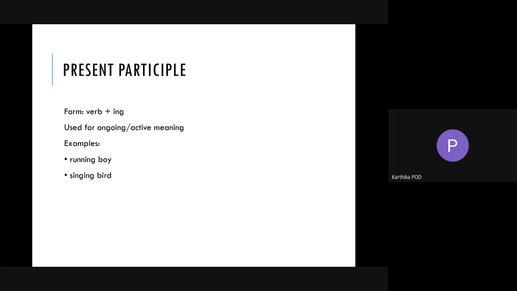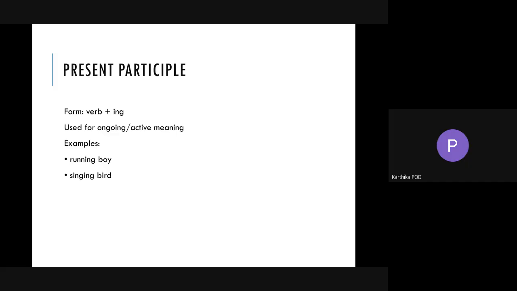So you have the present participle. Present participle is where you have the verb plus ing form used for an ongoing or active meaning. For example, let's say, the running boy fell on his knees. The singing bird was blue in color.